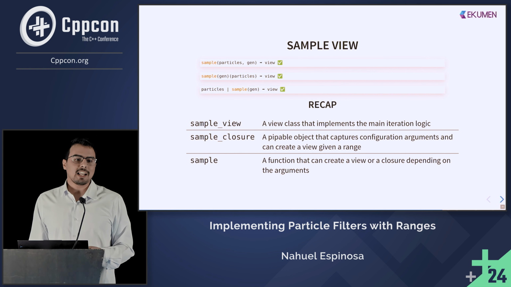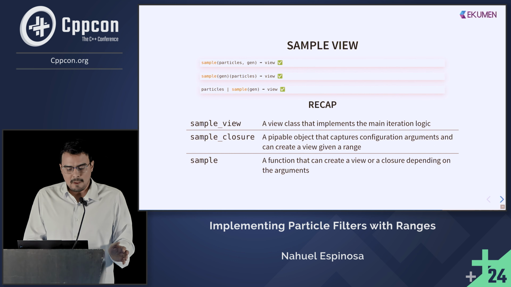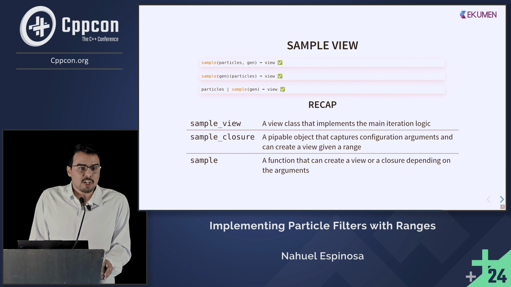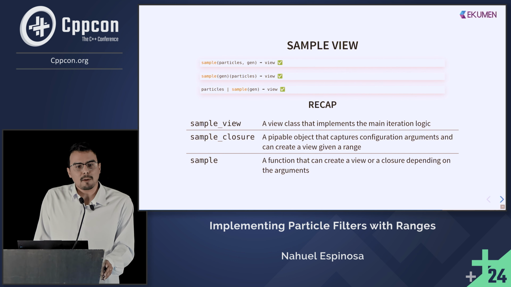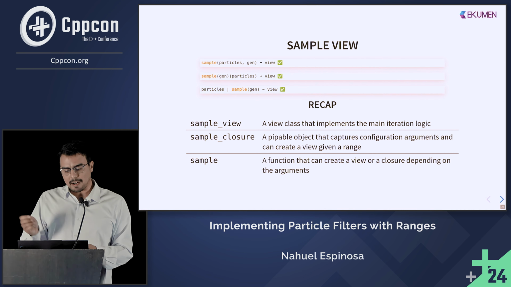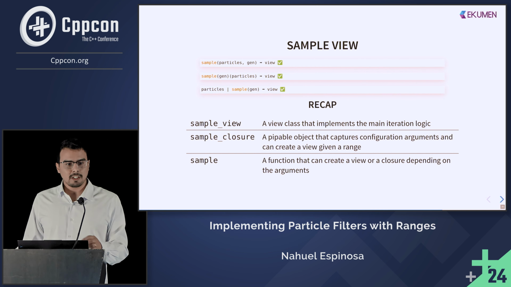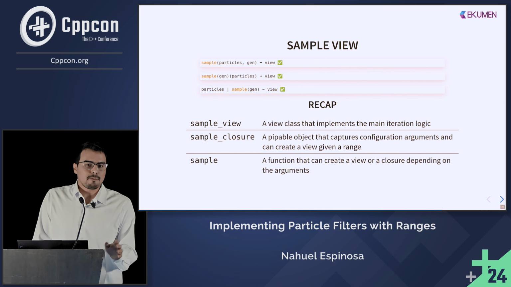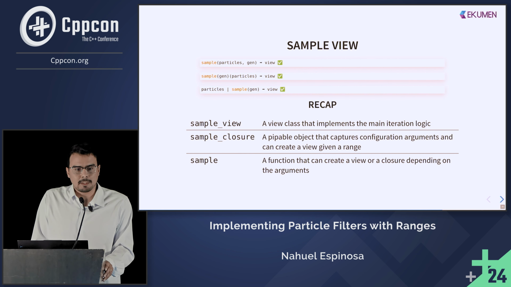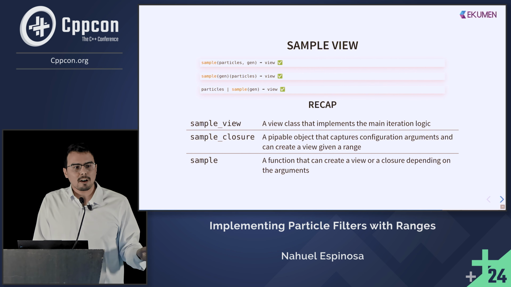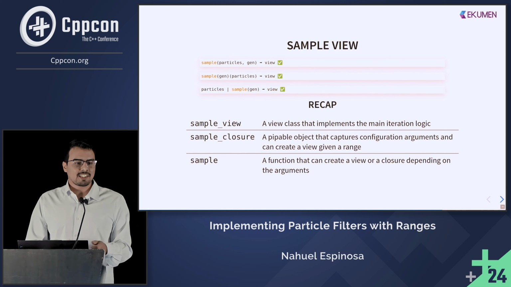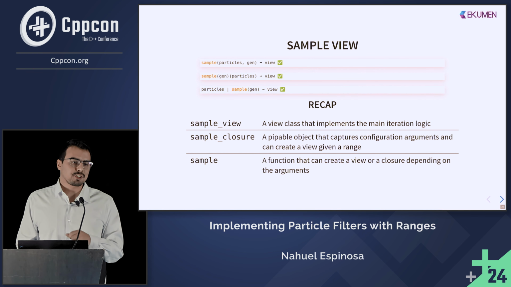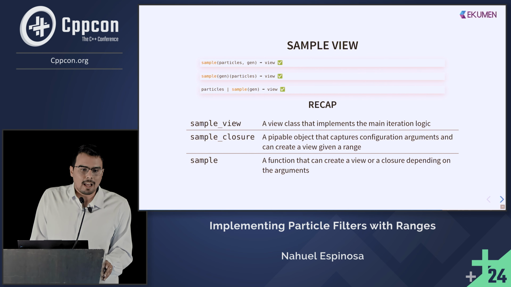Typically we need 3 elements to create a custom range adapter. First, a view, which is basically a class that implements the main iteration logic. We also need a pipeable object that captures configuration per arguments and can create a view given a range. And we also need a function that can create a view or a range depending on the arguments. I'm not going to talk about niebloids here, but typically in the standard library, instead of defining a sample function, you would define a niebloid or customization point object if you're writing a library that makes sense.